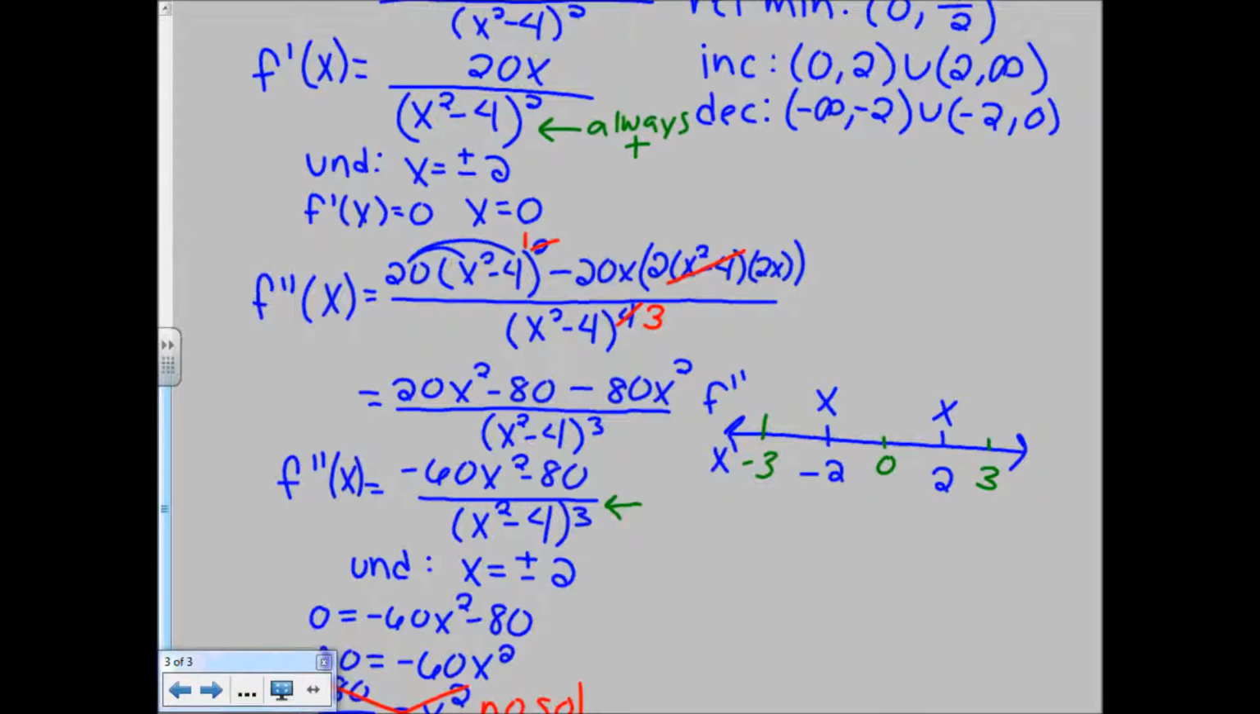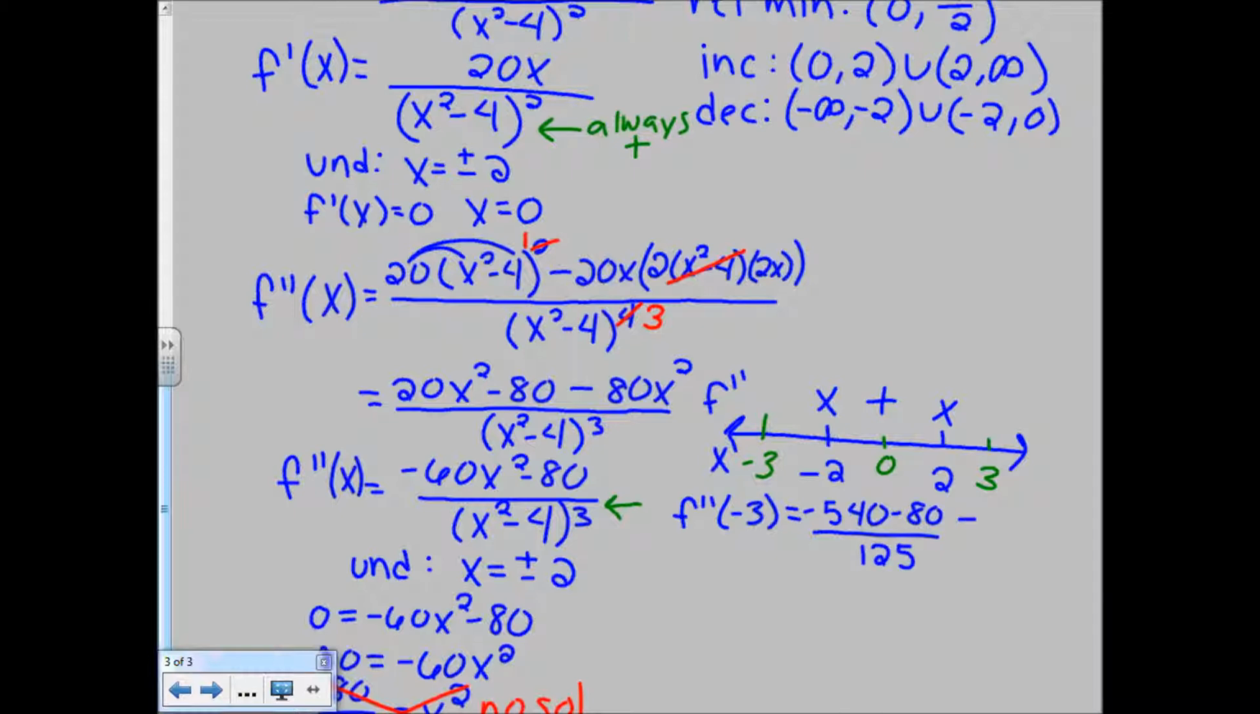So when we plug in, let's do the 0 first. We're going to get negative 80 over negative 4 cubed. So we're going to have a negative over a negative, which is going to become a positive. So put a positive in there. And then it's going to take a little bit more work to do the 3's. If we plug in negative 3 into the second derivative, negative 3 squared is positive 9. Positive 9 times negative 60 is going to be negative 540 minus 80. So the numerator is definitely negative, so let's just see what's going on in our denominator. In the denominator, we're going to get 9 minus 4 cubed, so we're going to get 5 cubed, which is 125.